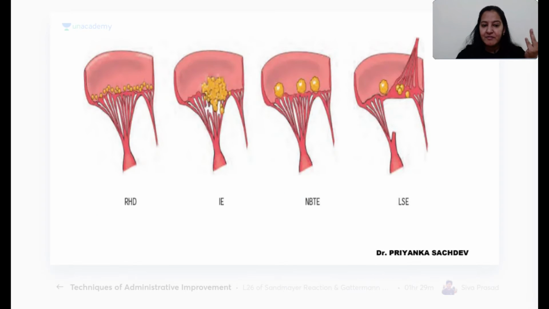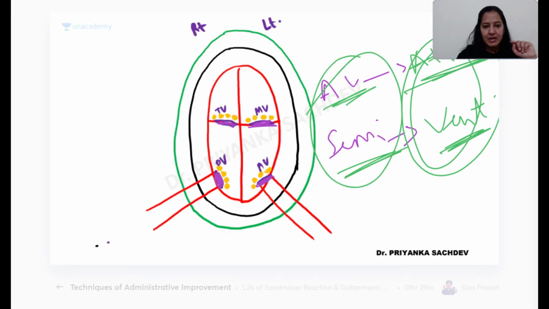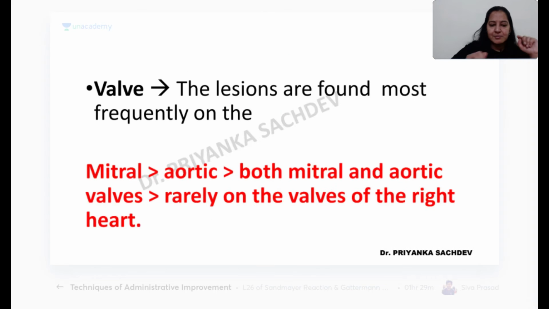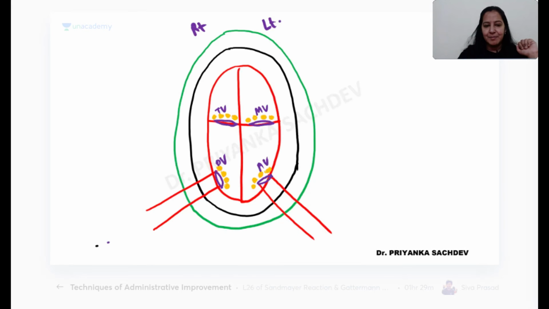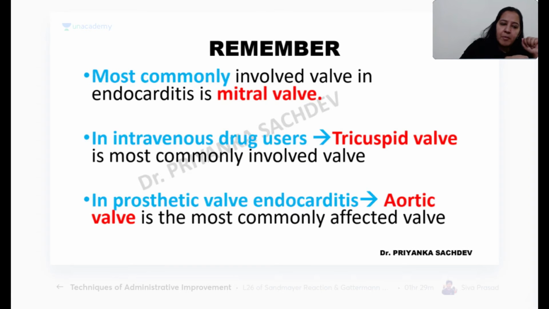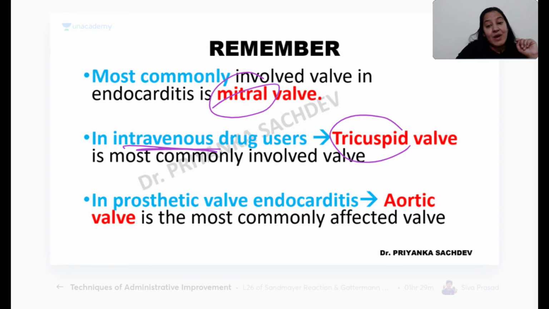Which valve is involved? Name the valve, name the sequence. Sequence is always the same. So it is mitral followed by aortic. Mitral followed by aortic. Rest two valves are not involved. MA. Mitral followed by aortic. So that is the sequence. So the most common valve involved in all endocarditis is mitral only. But in IV drug users, it is tricuspid.